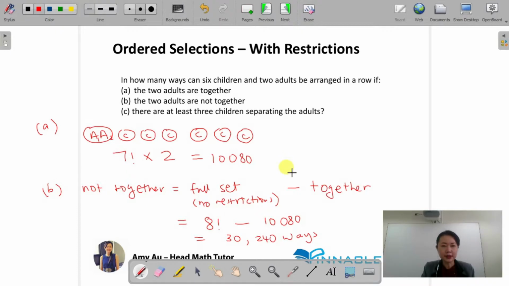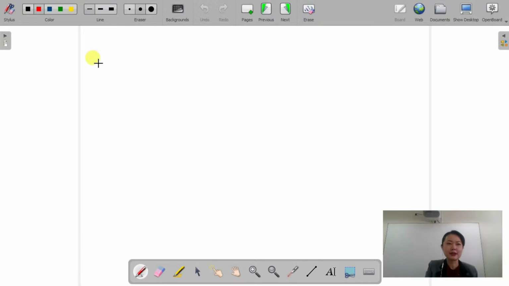Oh, this one's a little bit tricky. So at least 3 children are separating the adults. So I might need a new page for that one. Okay, this gets a little bit tricky. So let's have a look. 1, 2, 3, 4, 5, 6, 7, 8. Okay. So let's put adult 1 here. So we want at least 3 children separating these two adults. So the adult 2 can't be in this spot, or this spot. Adult 2 can be in any of these spots.